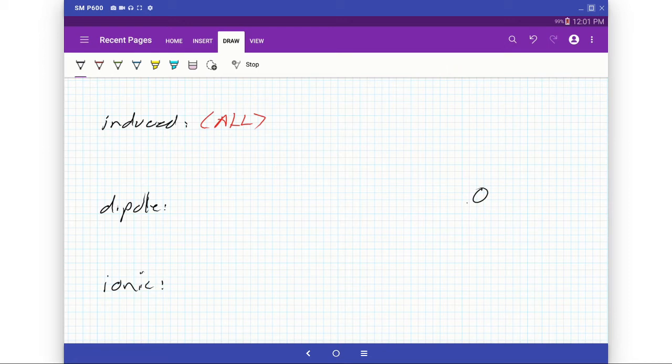Ozone has this structure right here. It is a bent structure as presented here. But because all of the atoms are the same, there is no bond dipole and no dipole moment. So ozone only has induced dipole interactions.